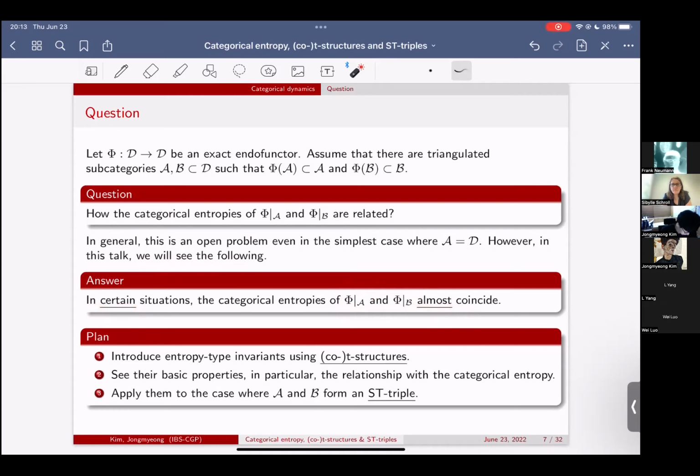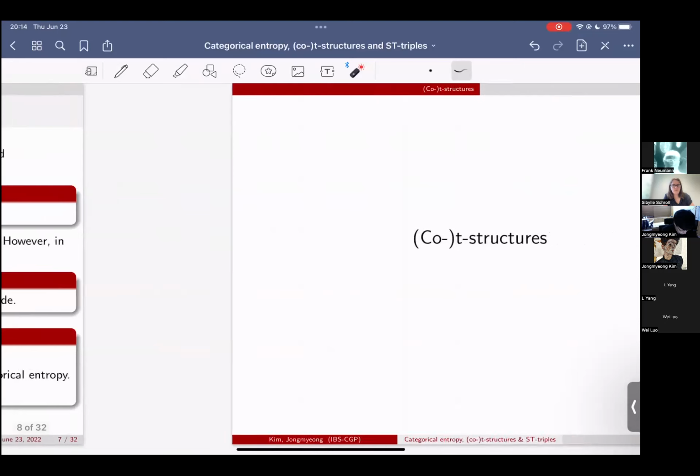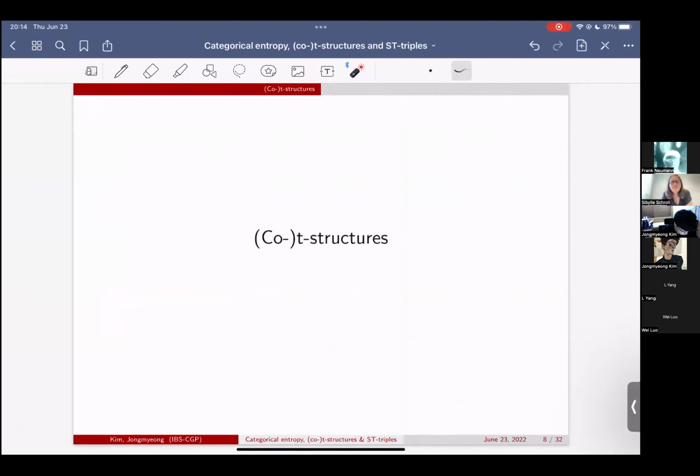So today's plan is as follows. I will first introduce some entropy-type invariants using t-structures and co-t-structures, and we'll see their basic properties, in particular the relationship with the categorical entropy. Then finally I will apply them to the case where A and B form a semiorthogonal decomposition. Let me first review the notions of t-structures and co-t-structures.